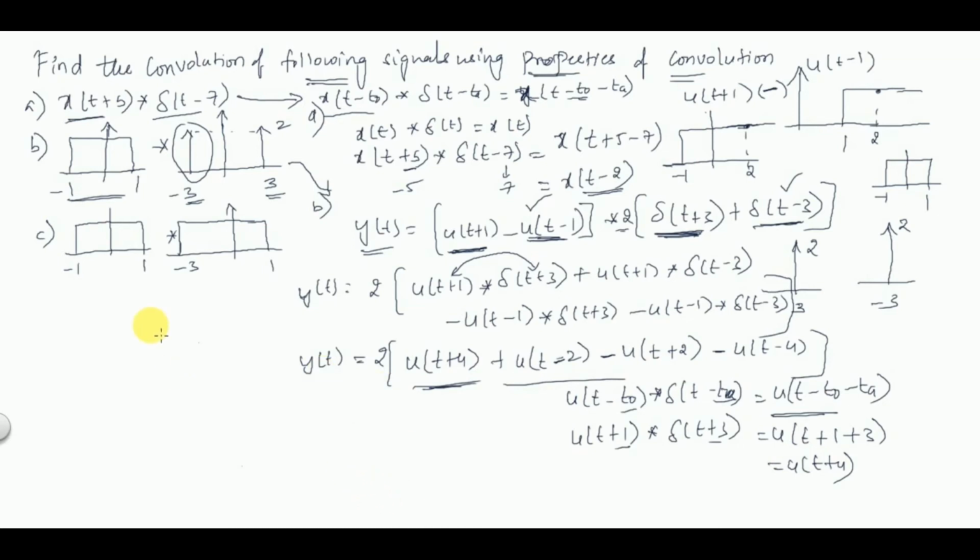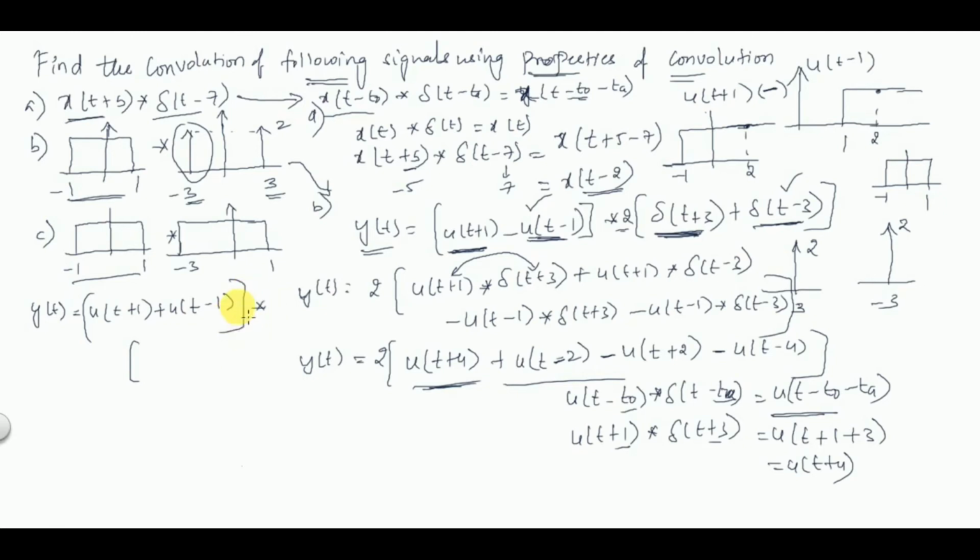Okay, now see the last one. So how can we write the last one? So y of t is equal to the same, u of t plus 1 plus u of t minus 1, convolved with, now the second signal, how can we write the second signal? Now the second signal is also u of t, it is not r of t, so it is not del of t, so it is also u of t.